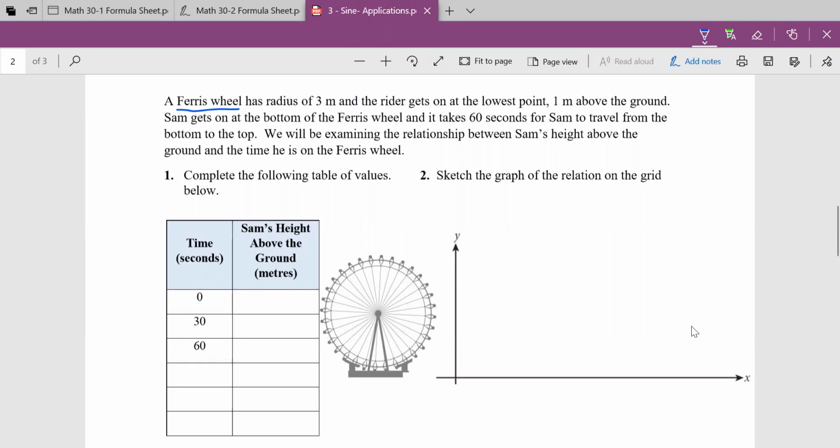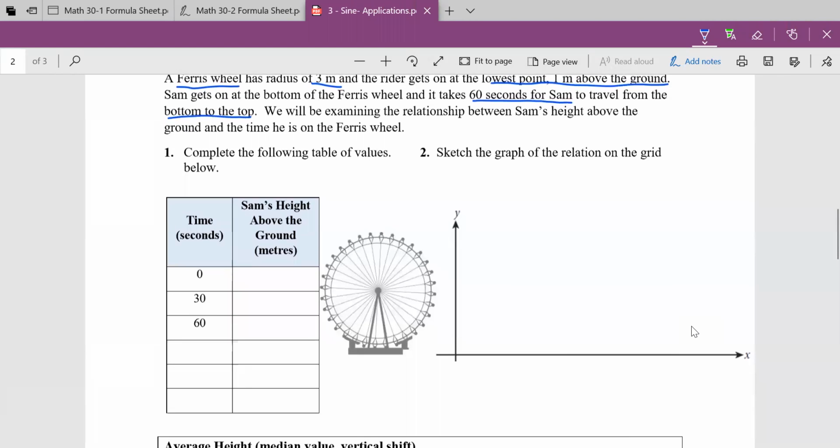So here we go. A Ferris wheel has a radius of 3 meters. The rider gets on at the lowest point, 1 meter above ground. Sam gets on at the bottom, and it takes 60 seconds to go from bottom to top. And it says, let's figure out the relationship between Sam going around, and we'll make a sine wave out of this. So first thing we'll do, always draw a pretty picture.